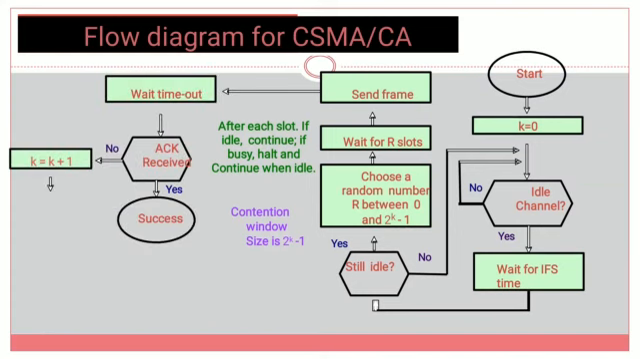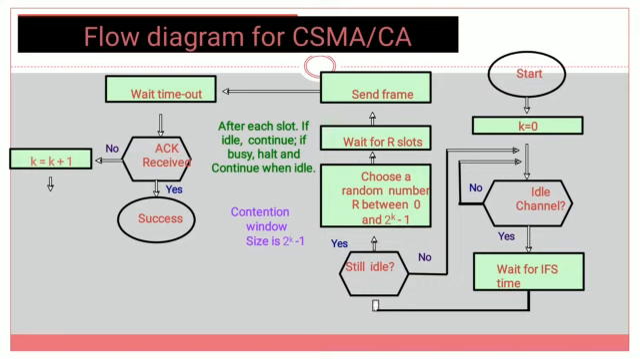After sending the frame, wait for timeout. That means wait for the acknowledgement. The timer is already set along with the frame, so now we will wait for the timeout. Before timeout, if the acknowledgement is received, then the transmission is successful.